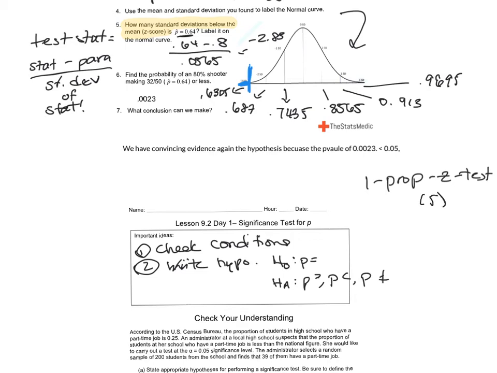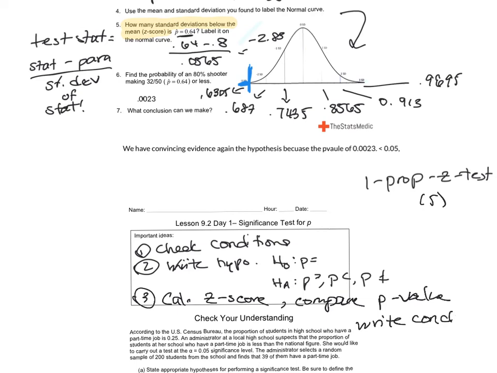Okay. After I've checked conditions and written my hypotheses, I'm going to calculate my z-score, or my test statistic, and then I'm going to compare the p-value, and then I'm going to write a conclusion. Okay, those are the things that we're going to go through and process.